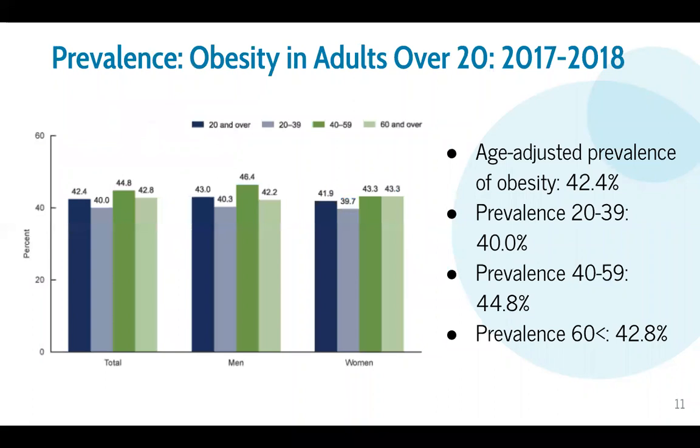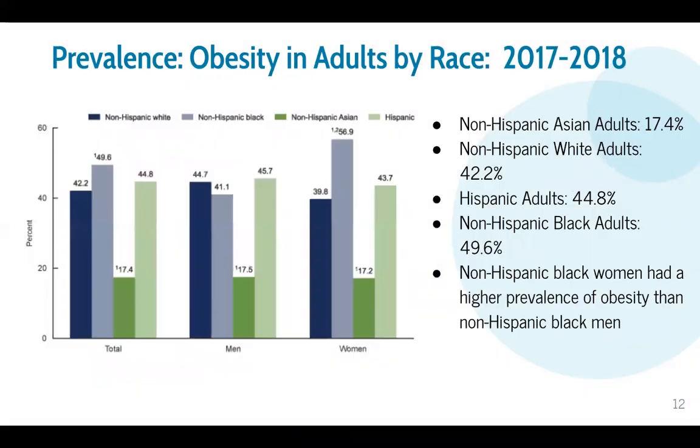Looking at the age-adjusted prevalence of obesity amongst US adults, there were no significant differences by age group. They all maintained around a 40% prevalence rate. This next graph shows the prevalence of obesity in adults by race and Hispanic origin. Non-Hispanic Black adults had the highest prevalence of obesity at 49.6%. This data supports the idea that some groups are more impacted due to varying SES.